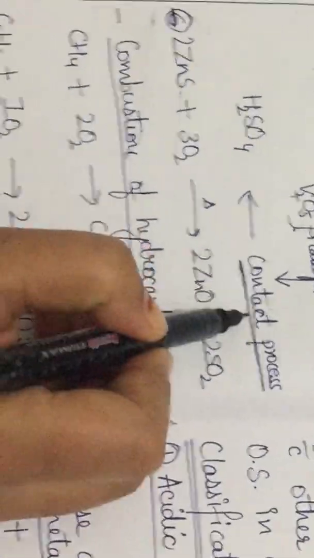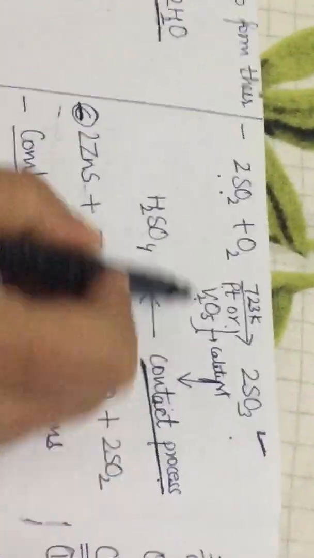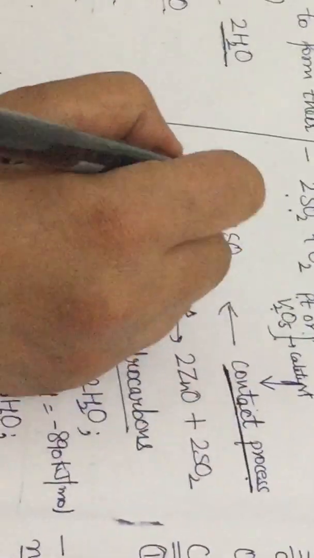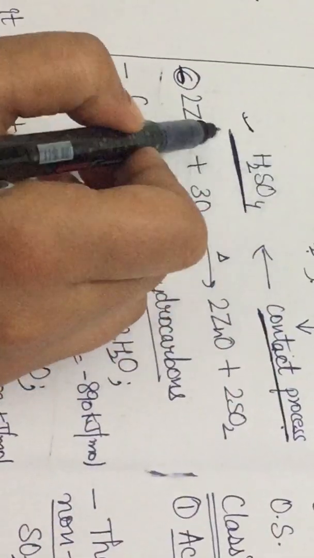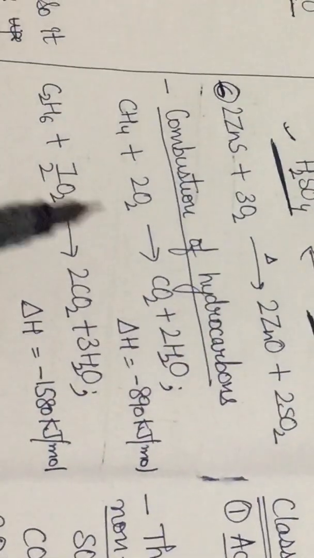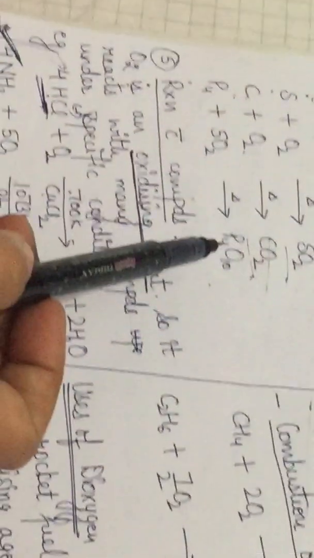basis of the contact process. What is the contact process? This is done in the compounds of sulfur, and it is used for the preparation of sulfuric acid. We will do this in detail for the preparation of sulfuric acid under the contact process. So these were the different reactions of oxygen with different compounds.